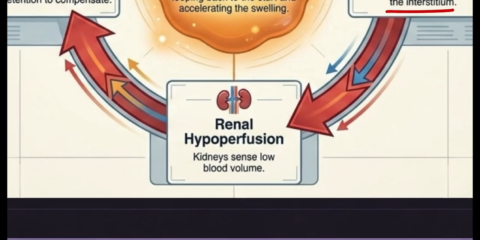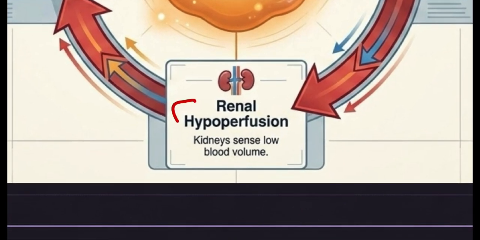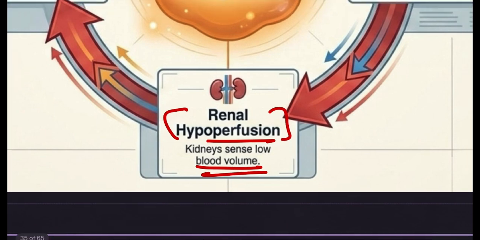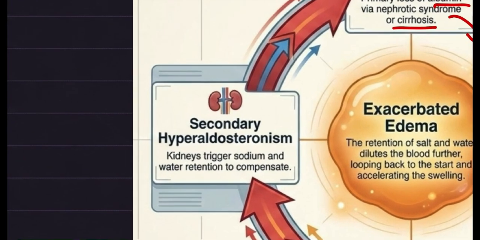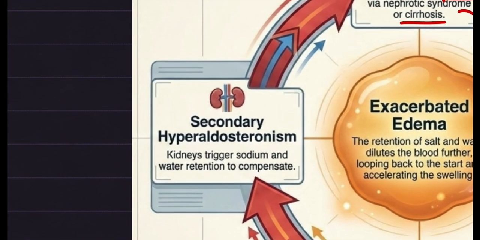Step 3 follows naturally. Less blood volume leads directly to renal hypoperfusion. Your kidneys sense this critically low blood flow. Step 4 is the body's flawed attempt to fix the problem. The kidneys trigger secondary hyperaldosteronism. They command your body to intensely retain sodium and water.